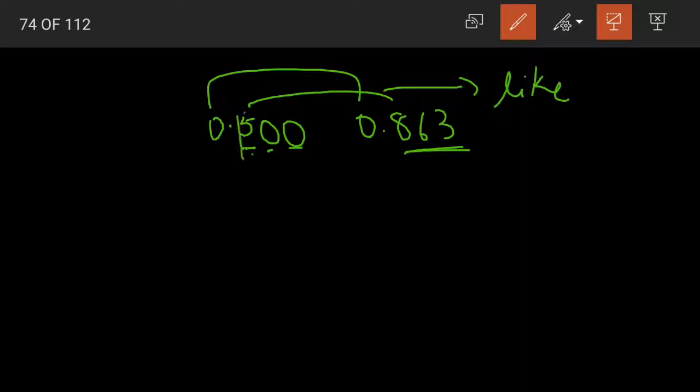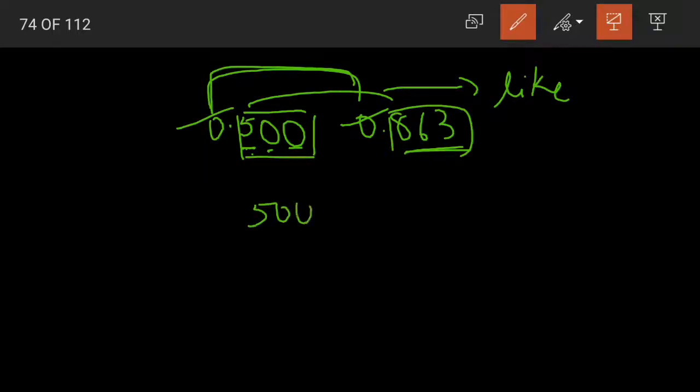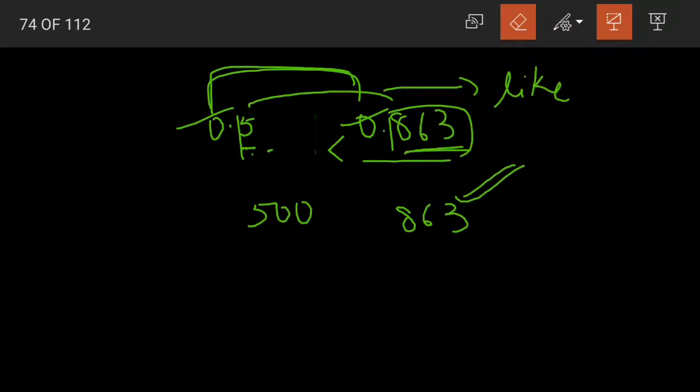And how can we compare them? As the whole number parts are same, we will compare the decimal part now. 500 and 863. Which is the greatest one here? 863. So our number 0.863 is the greater number. 0.5 is less than 0.863. Understood, children? One way to compare is convert both into like decimals and then compare the decimal part.